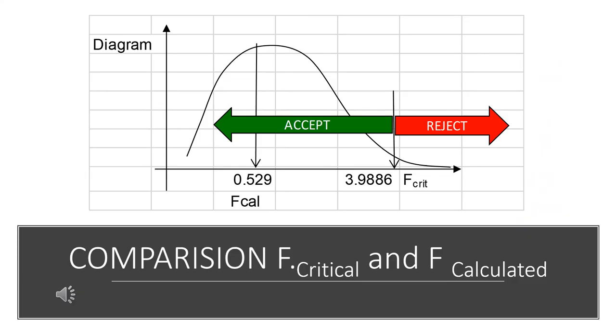You can see the diagram. You can see my F calculated value is 0.4529 and F critical value is 3.9886. So any value coming out between these ranges is accepted, and a value going outside 3.9886 is a rejected value. There's a comparison between F critical and F calculated value.